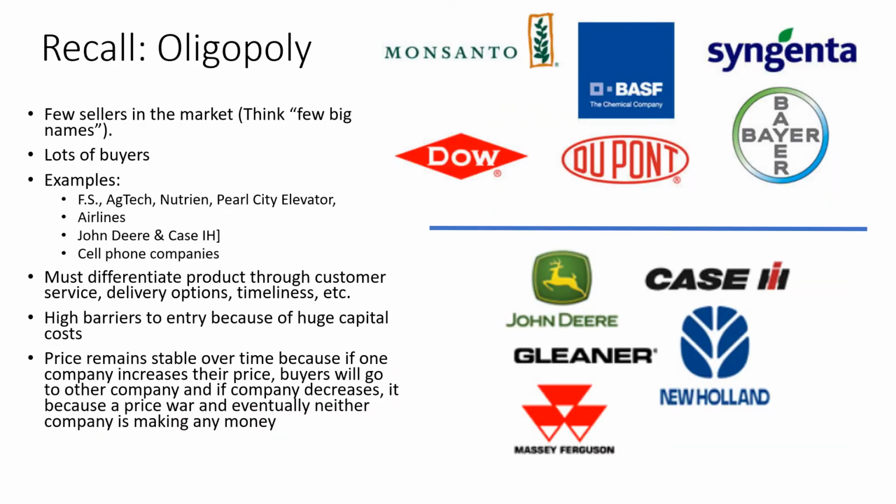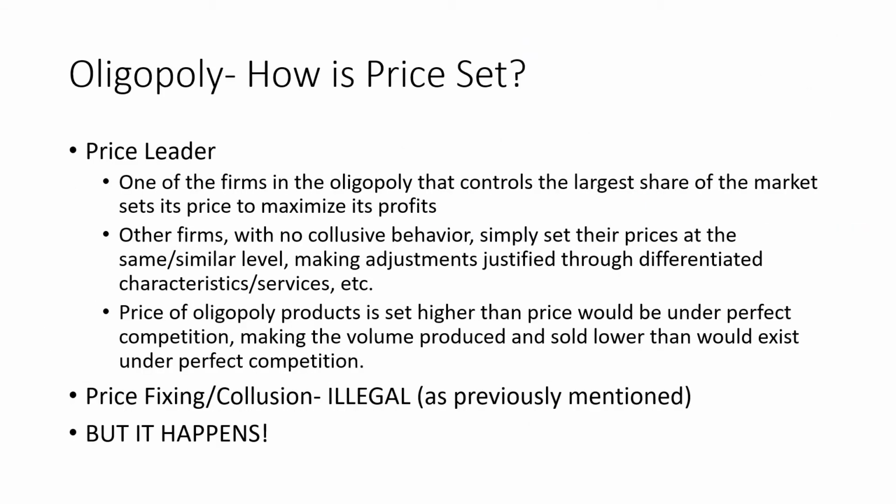So all of that was how a monopolistic firm would set their price and figure out the quantity that they're going to sell. Oligopolies work a little bit different. So remember, oligopolies are where there are few sellers, the big names, and there's lots and lots of buyers. So oligopoly price can be set in one of two ways. One, there can be a price leader. So one of the firms in the oligopoly, probably the one that has the largest share of the market, sets a price. They figure out how they're going to maximize their profits, and then everybody else follows.